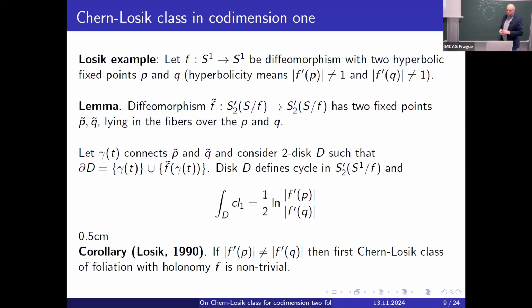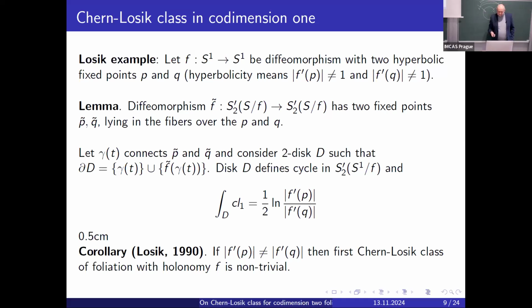Then if we now consider all this in the space of jets S1 over phi and psi by phi, then this is a cycle, a two-dimensional cycle, and integrating the Chern-Losik class over this cycle, we get this formula. So we can see that if the derivatives of f at points P and Q are not equal, then this is not zero. And so this class is non-trivial. So this was the first example of a non-trivial Chern-Losik class.